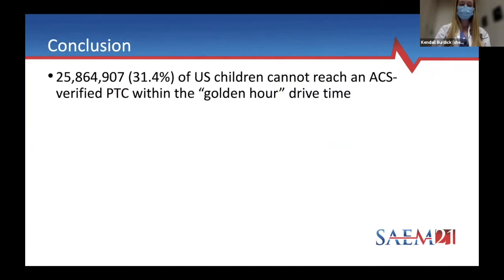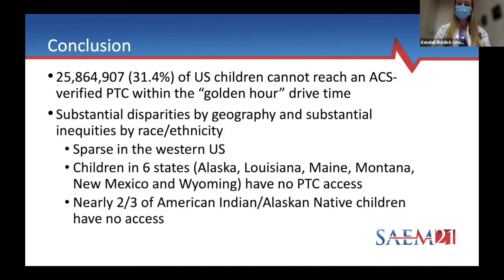So in conclusion, over 25 million children cannot reach an ACS verified pediatric trauma center within the golden hour drive time limit. We see substantial disparities by geography and inequities by race and ethnicity. We see overall sparse coverage and access in the Western United States. We see children in 6 states not having any pediatric trauma center access by drive time. And then nearly two-thirds of the American Indian Alaskan Native children having no access.